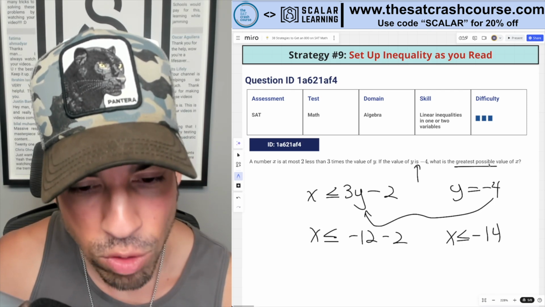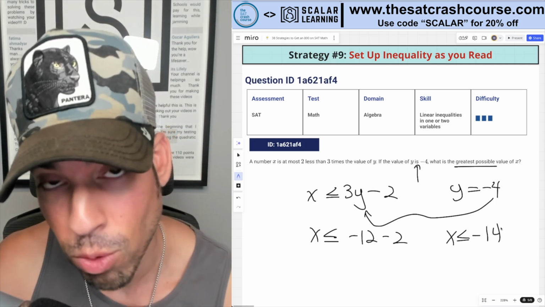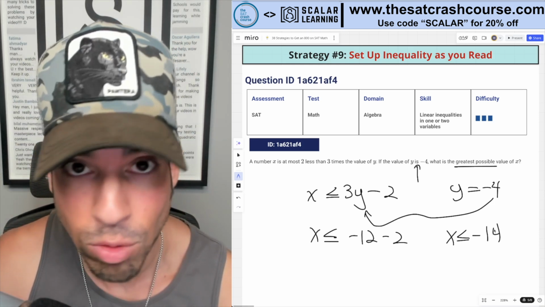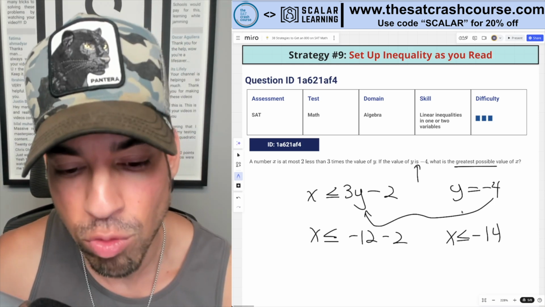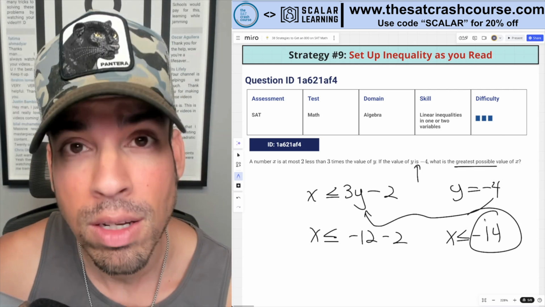And now we can find the greatest possible value. So again, x is less than or equal to -14. It could be -14, -15, -16, etc. down to -infinity. So the greatest possible value is this right here. -14 for the win. Done.